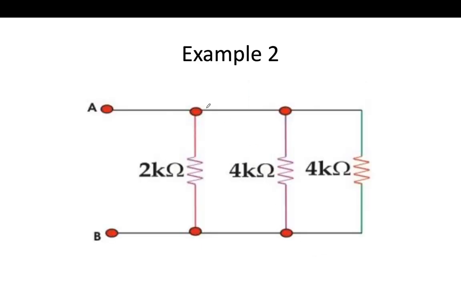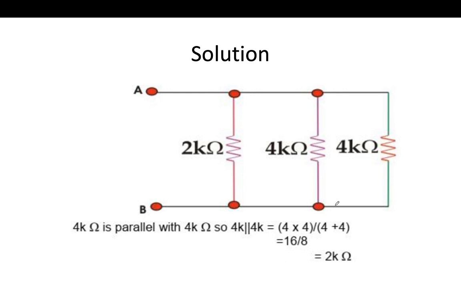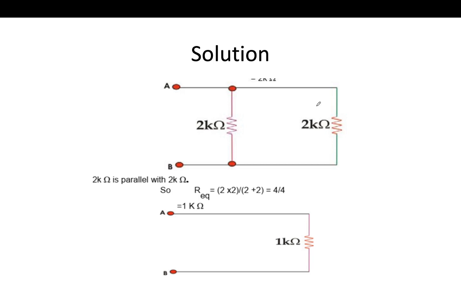So take one more example. This is the starting point for this resistor and this is the starting point for this resistor, and these are the ending points. So all these three resistors are in parallel to each other. Let's start from the right side. First we are going to solve these two resistors. So what was the formula? Both values, 4 into 4 divided by 4 plus 4. So the combined effect is 2 kilo ohm.